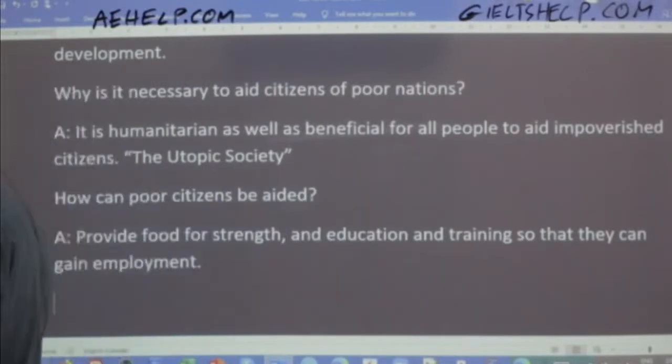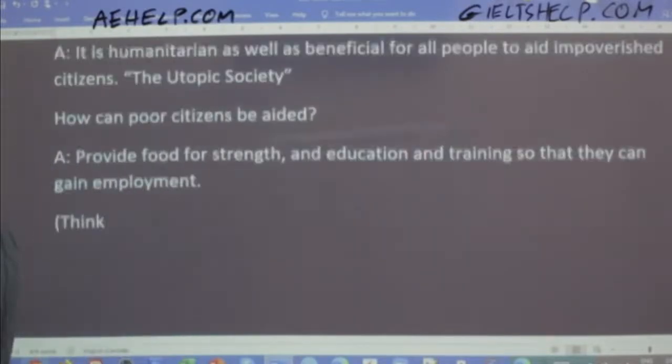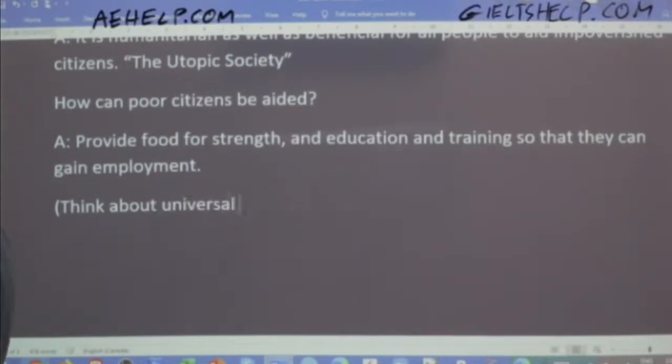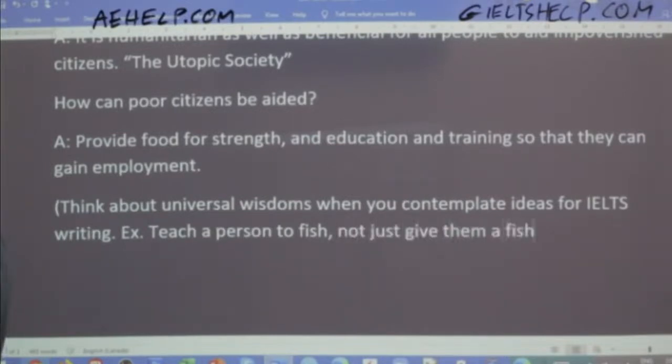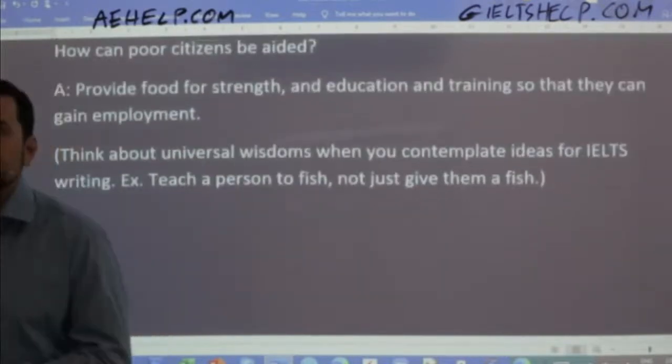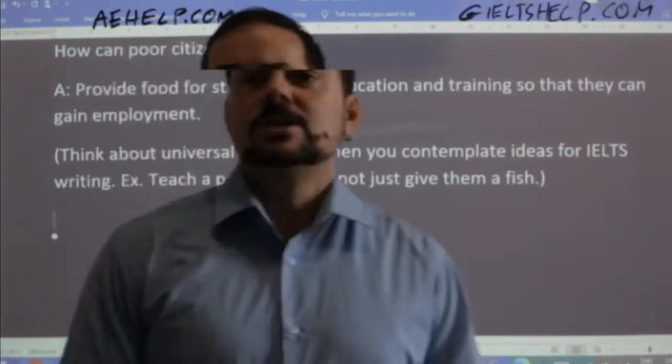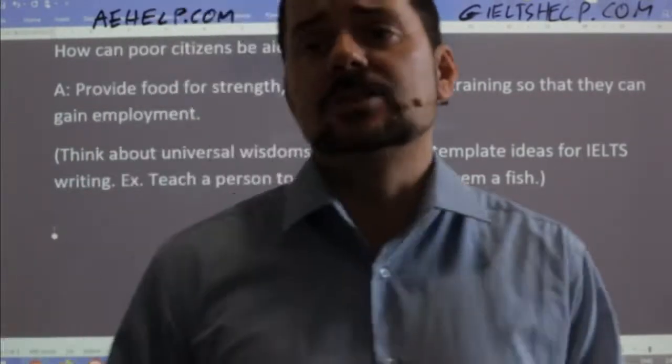So think about those proverbs, right? So think about universal wisdoms when you contemplate ideas for IELTS writing. And it's also the same for IELTS speaking. Okay, so EX says, not just give them a fish, right? Okay, that's the age-old saying. All right, so OS says send experts to countries. Yeah, OS, exactly. So that could be it.